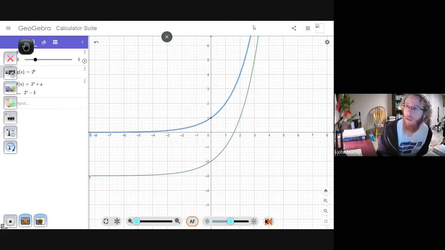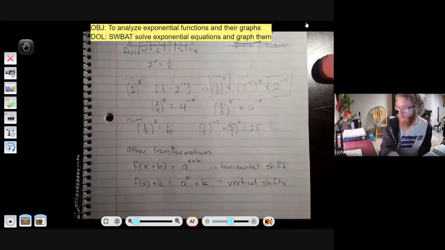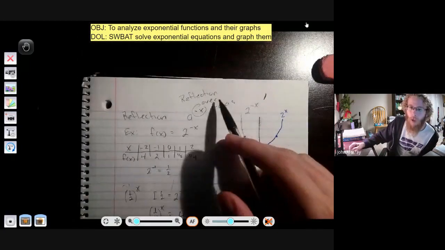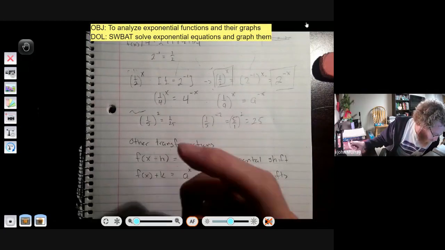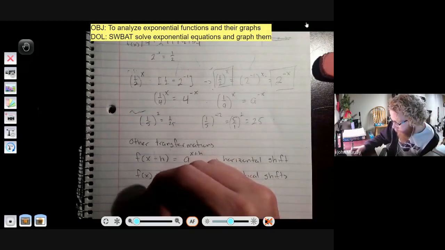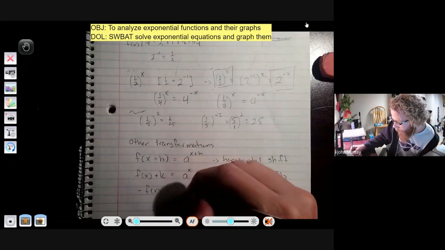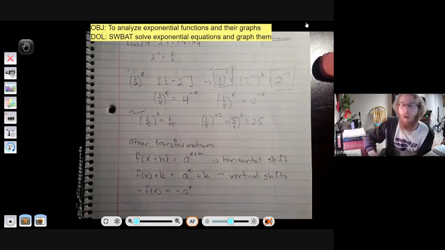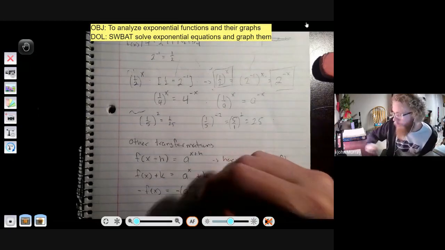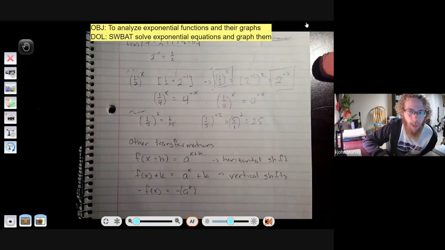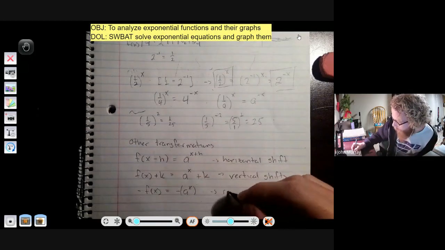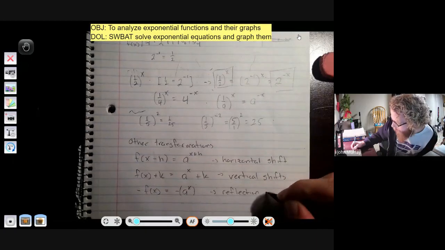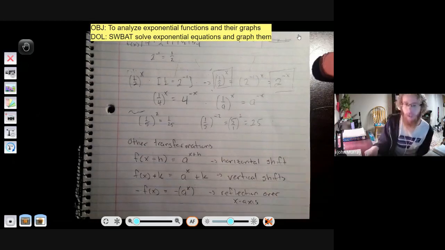So now let's take a look at one more thing. We had our reflection over the y-axis. Well, we can reflect it over the x-axis as well. So here we've got to be careful with our parentheses. Technically, this is negative a to the x. There's a negative in front of there. This gives us reflection over the x-axis.